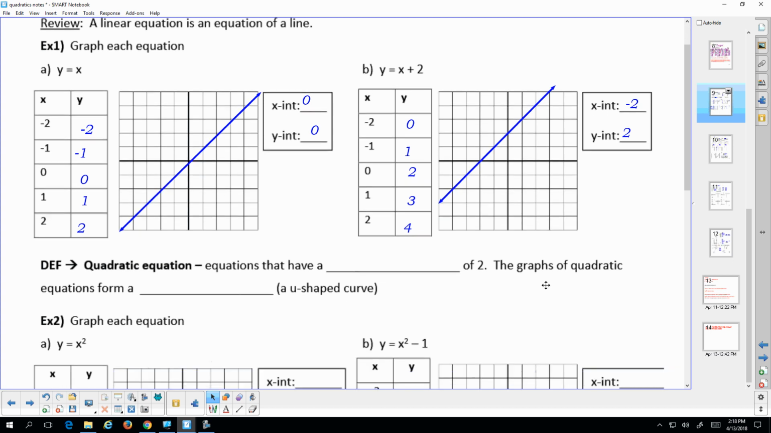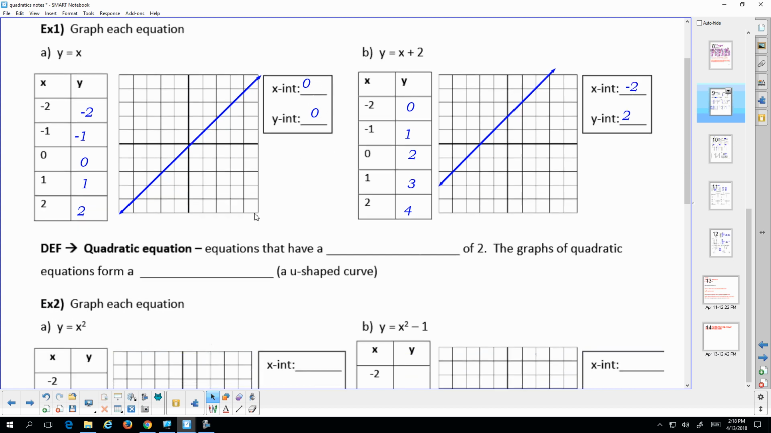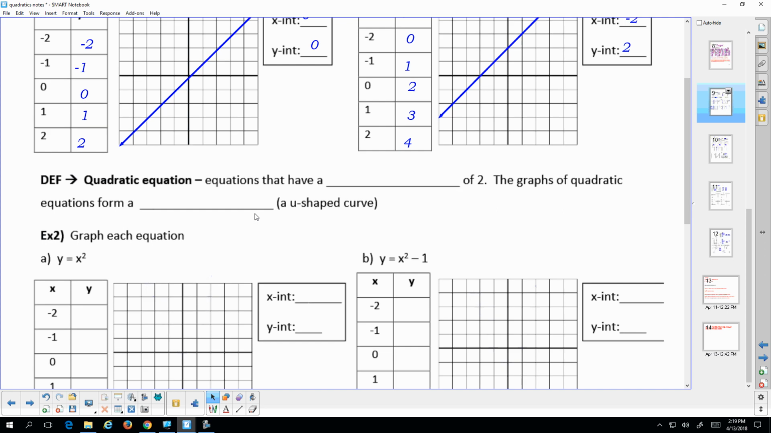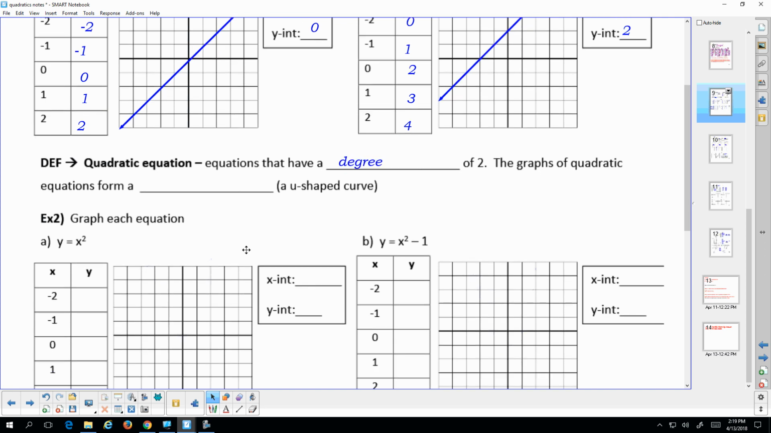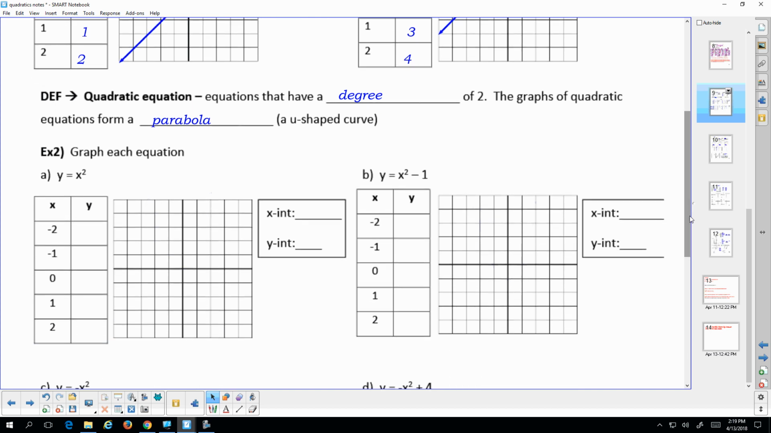Now, when you have a quadratic equation, okay, so these were all linear equations, and that's why we call these linear, because they make a line, okay? When you have a quadratic equation, they have a degree of 2, and the graphs form what we call a parabola, okay? So basically, it's going to form a U-shaped curve. So if we fill out the table of values here, we're going to graph each equation. I have a table of values that I'm going to fill in.